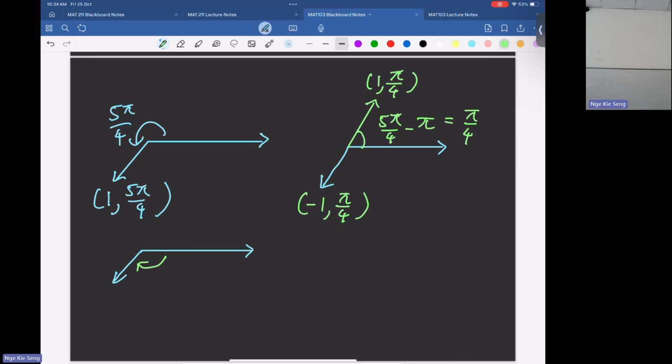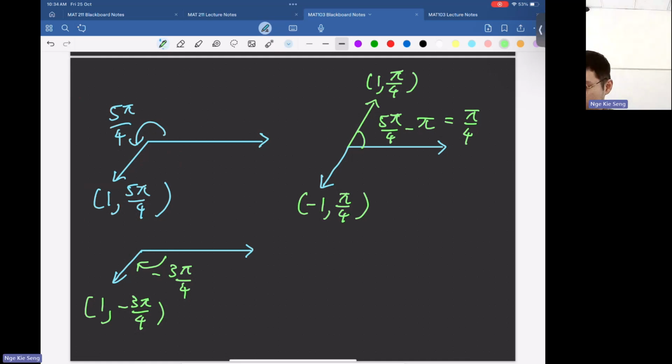But plus or minus? Negative, right? Because you go the other direction. So it should be negative 3 pi over 4. So you can name this point as 1, comma negative 3 pi over 4. Okay.